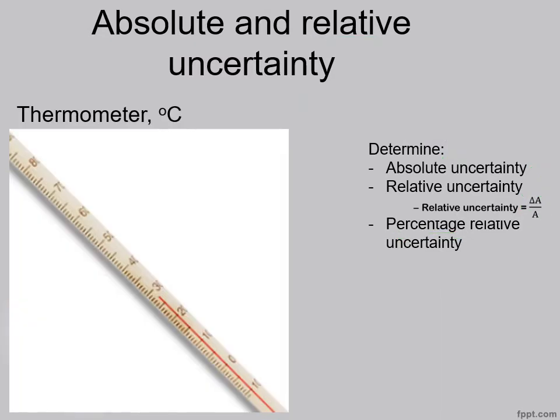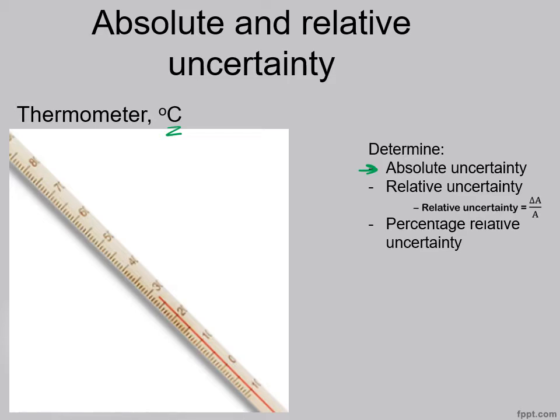Here's another example. I have a thermometer. It's going to be measuring in degrees Celsius. To find the absolute uncertainty, our analog devices, different from our digital devices, they don't always come with a label that tells me what the absolute uncertainty is.